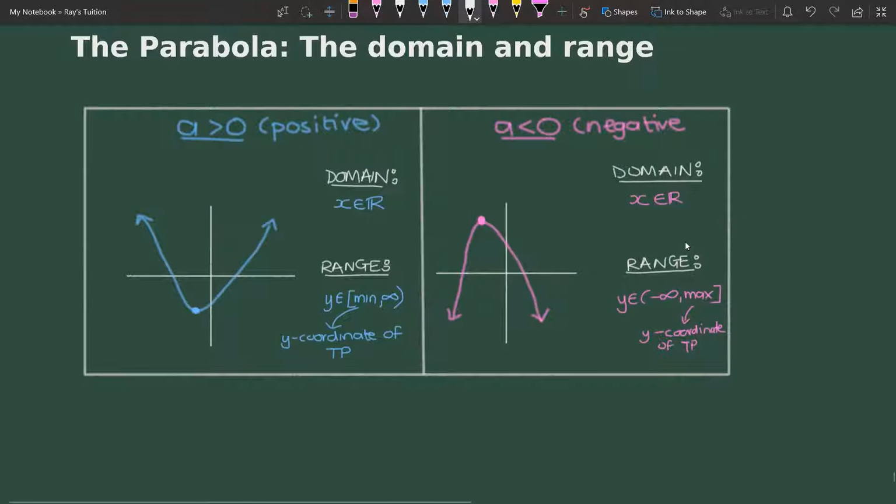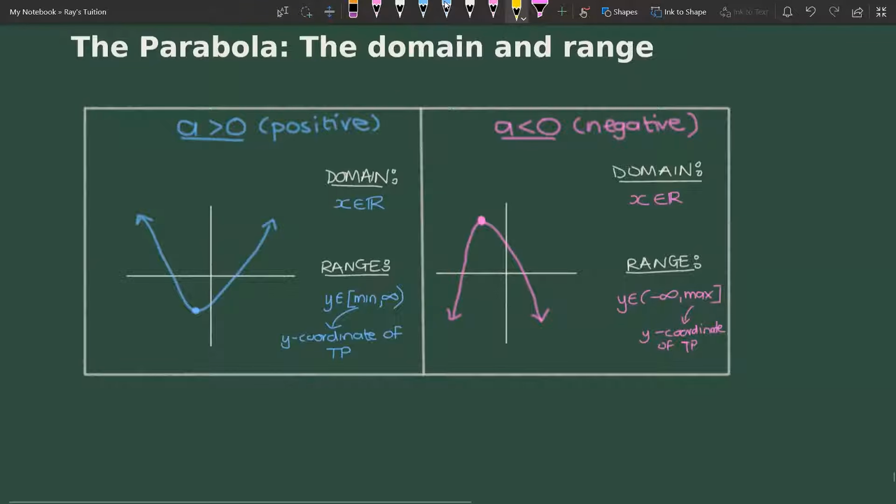So we get two types of parabolas, one where your A, your shape parameter, is positive, or A is negative. And depending on which one we have, it will then dictate our domain and range. So let us have a look at the first one. Here we have that A is positive, so our parabola will have this shape over here.